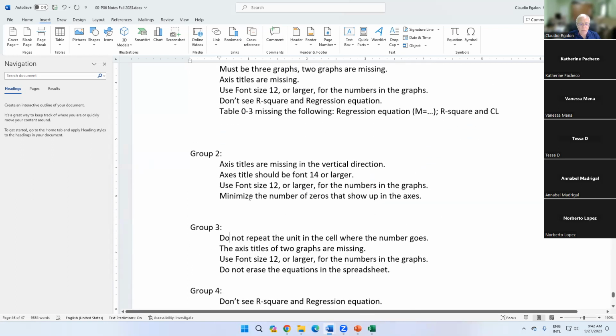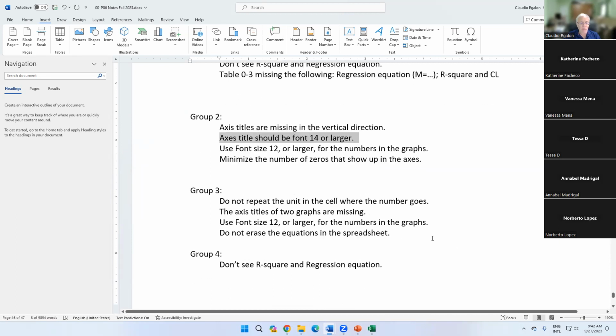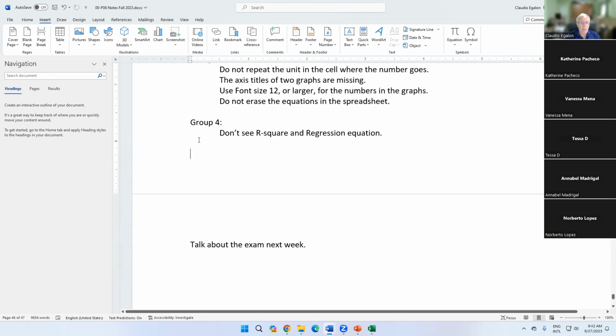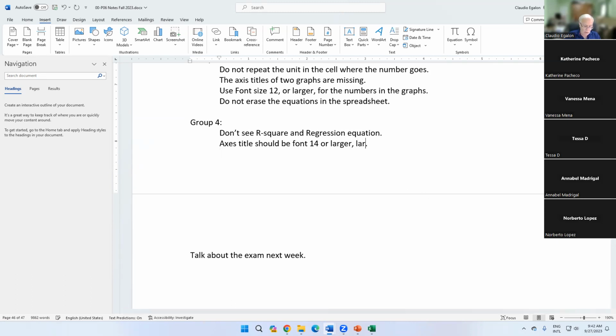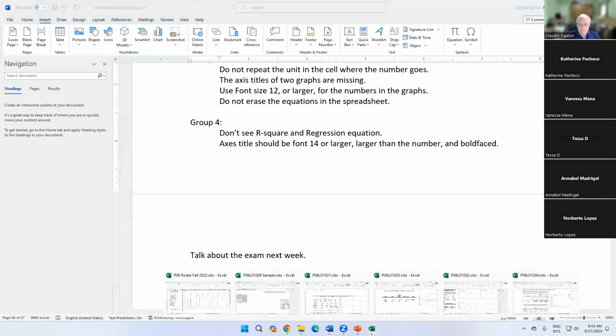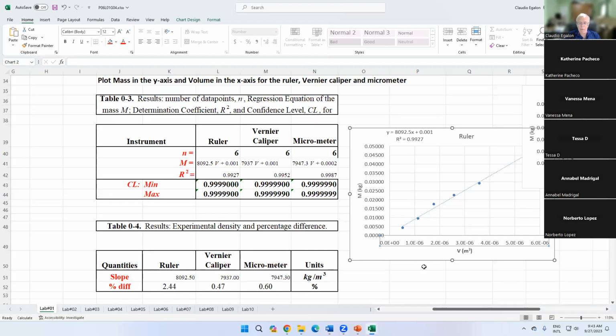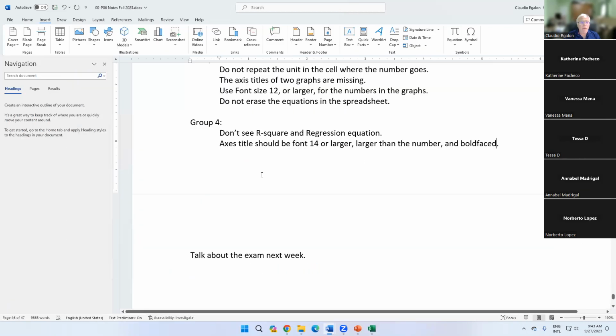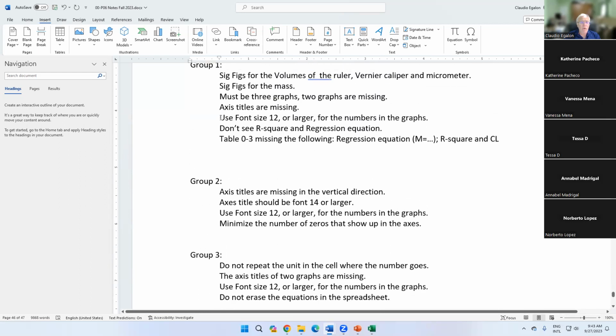What about 14, right? X title should be from 14 or larger. Larger than the numbers. And bold-faced, right? And bold-faced, yeah. Okay, this one too. Okay, too many zeros, right? Too many zeros.